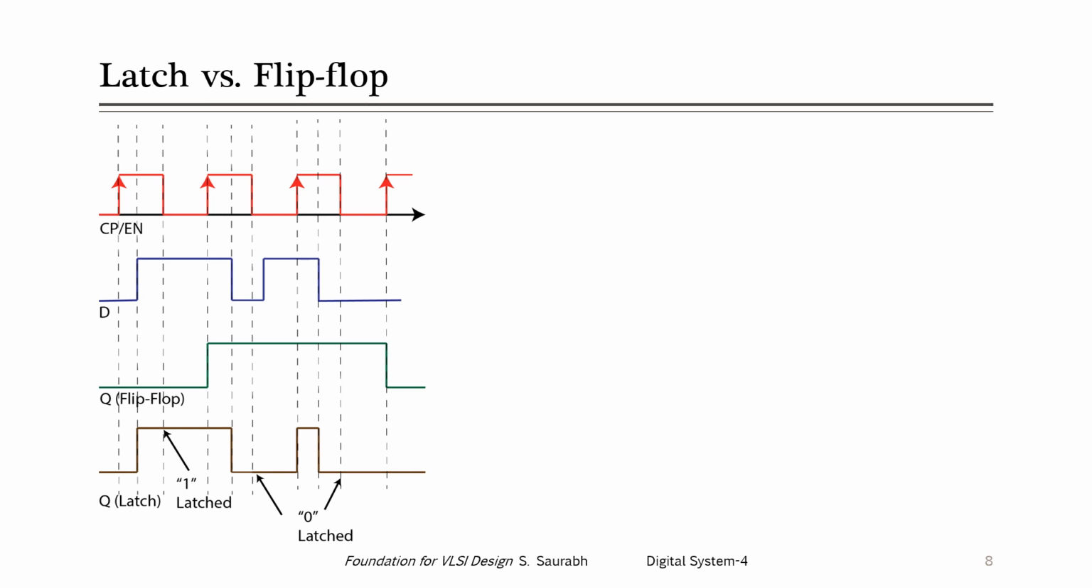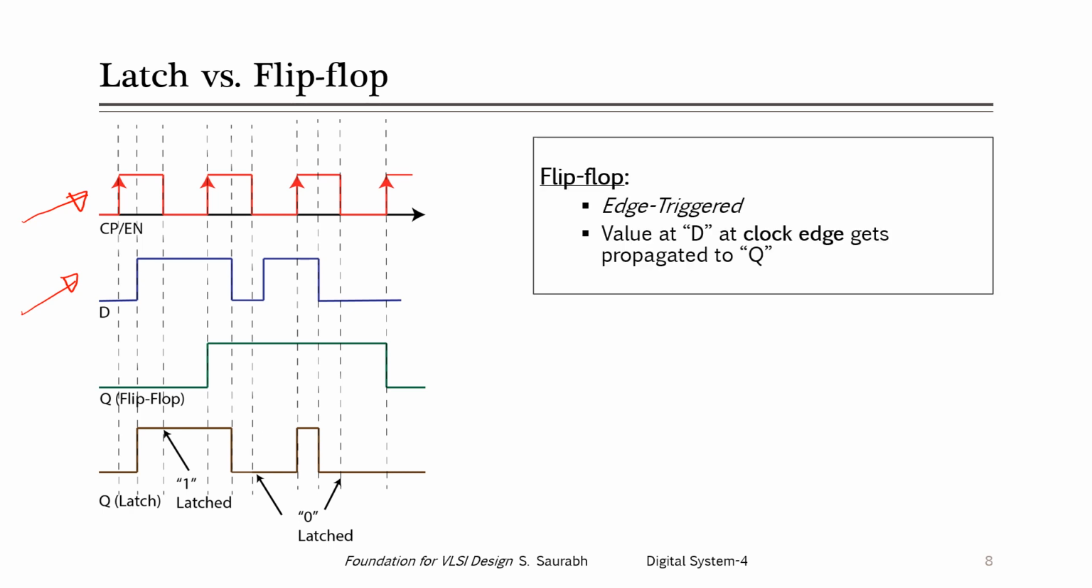The clock signal that goes to a flip-flop is shown here. This is the clock signal, or the signal that goes to the enable pin of the flip-flop, and this is the data. This is how the data is changing. Now what will be the behavior of the flip-flop? The flip-flop is edge triggered, so the value at D at the clock edge gets propagated to Q.